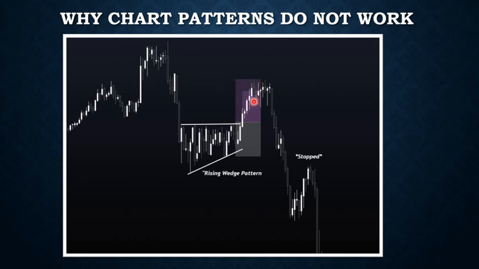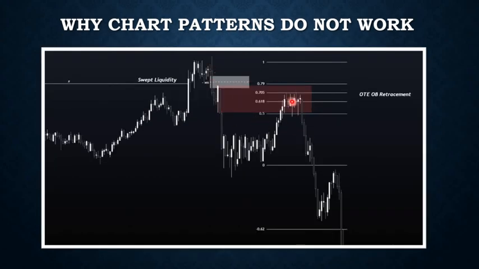Maybe you get a 1-to-1 trade here, or you can try to get to a 1-to-2, but you're not going to get there. Why? Because you're going to get stopped out. This is the idea of a retail trader, a pattern trader. This is the eyes of an ICT trader.